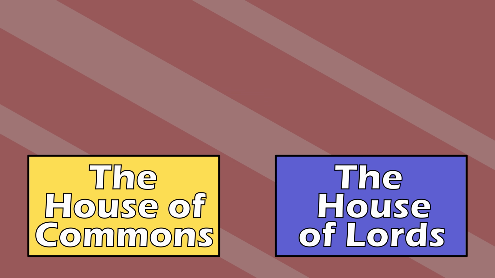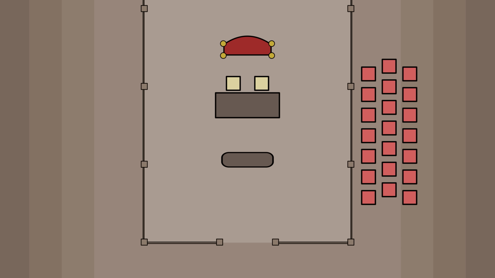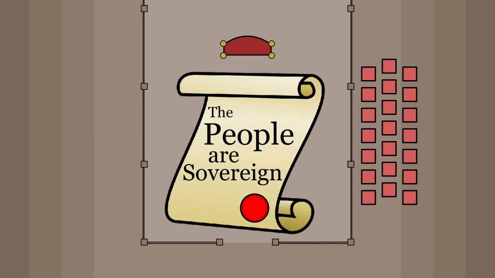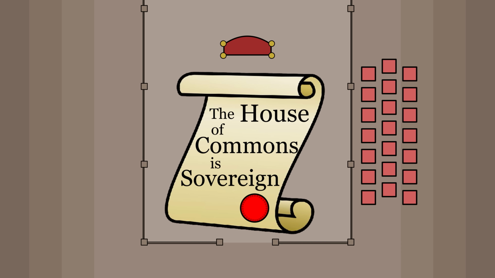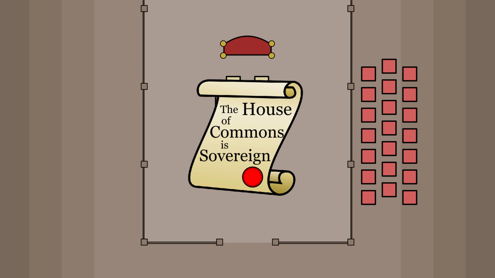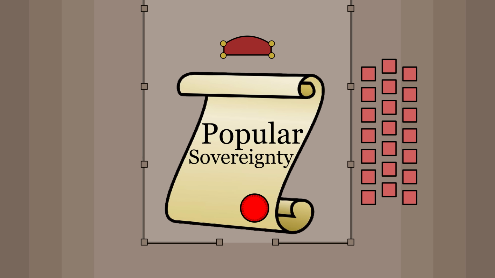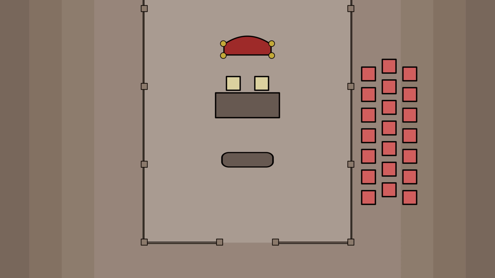On January 4th, the rump in the House of Commons passed a resolution declaring that all legitimate political power flowed from the people, which meant that the House of Commons had the right to exercise full sovereign authority over all of England. Popular sovereignty. Now things were really cooking. According to the rump parliament, the House of Lords and the king were politically irrelevant. Anything passed through the Commons became law.